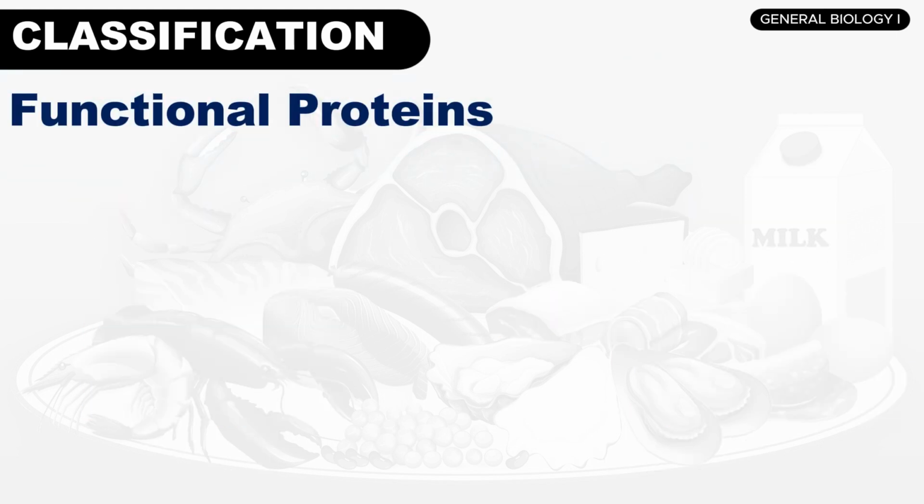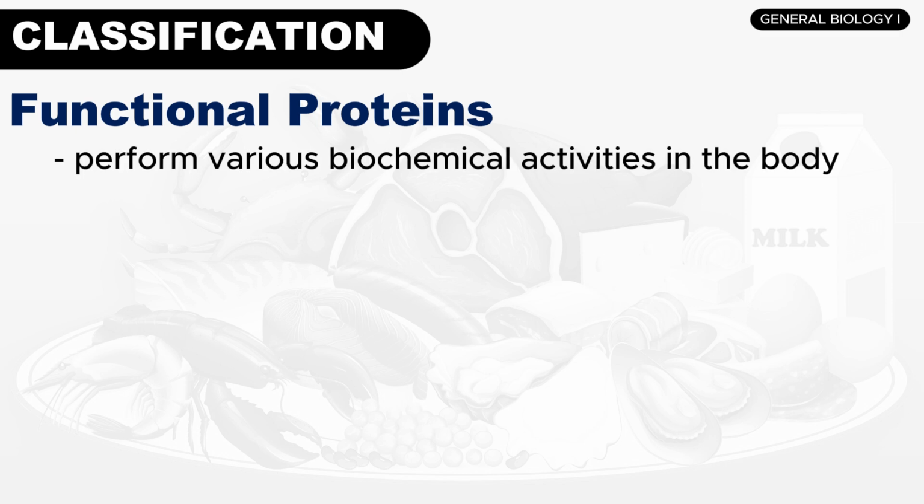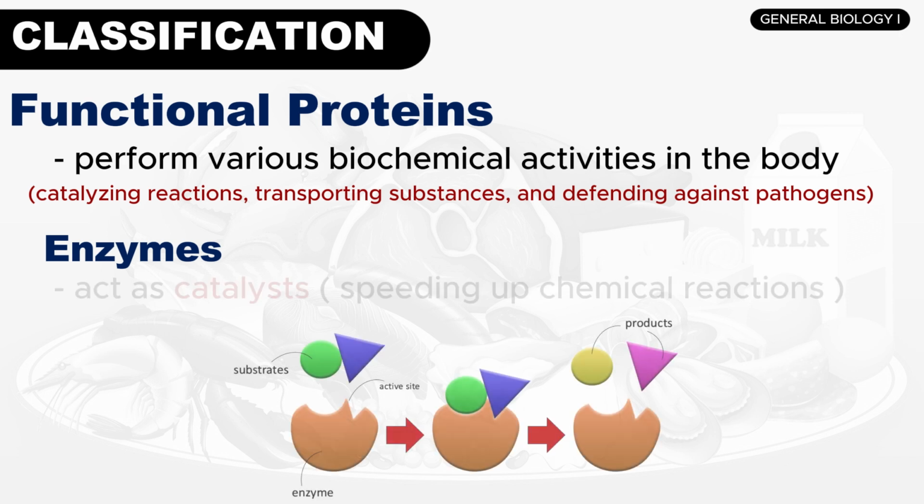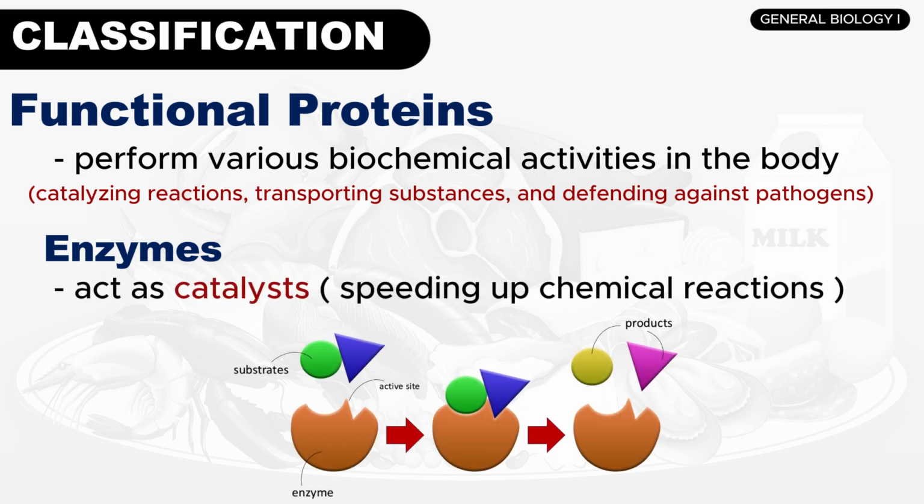Functional proteins. These proteins perform various biochemical activities in the body, including catalyzing reactions, transporting substances, and defending against pathogens. Enzymes are proteins that act as catalysts, speeding up chemical reactions in the body without being consumed in the process. For example, the enzyme amylase helps break down starch into sugars during digestion.